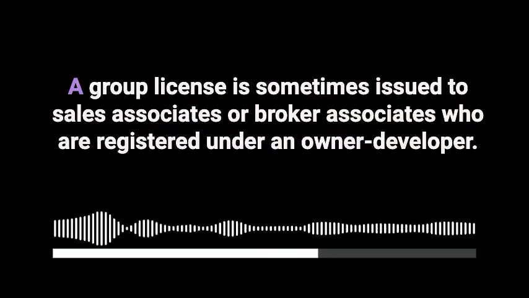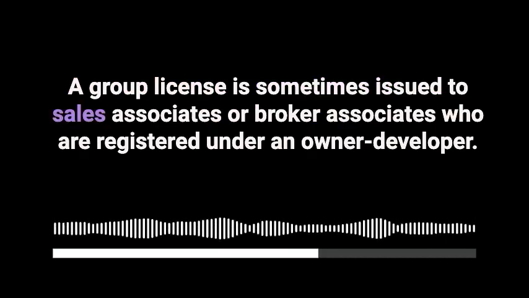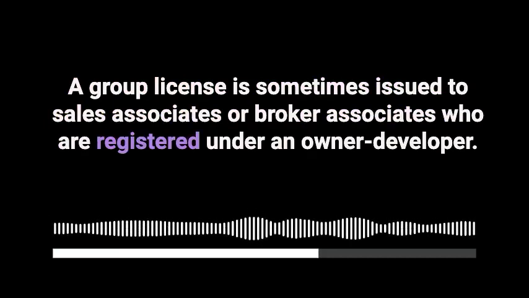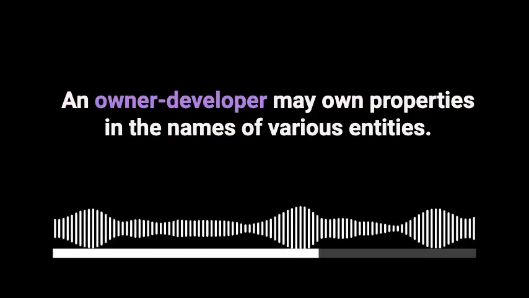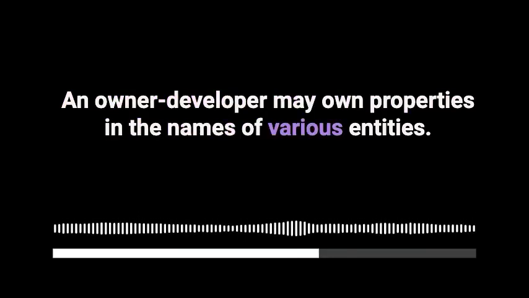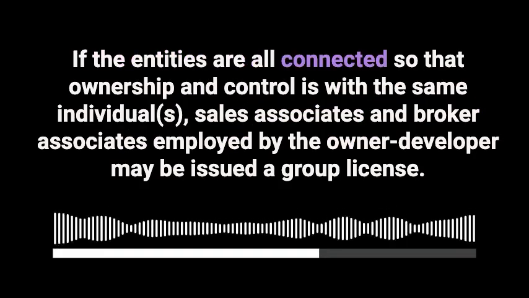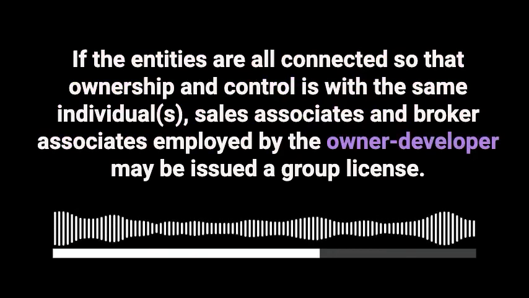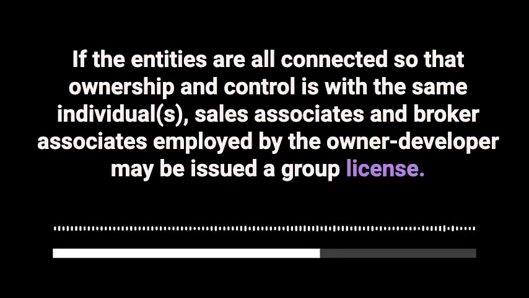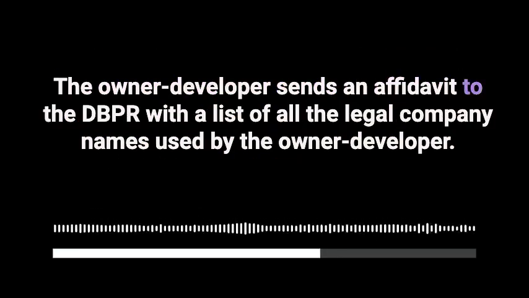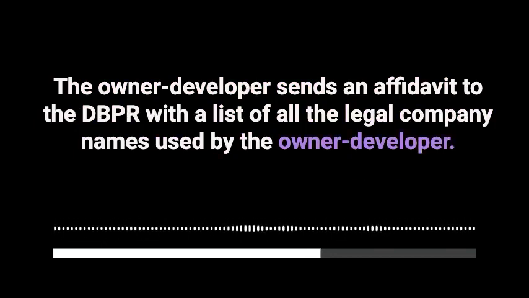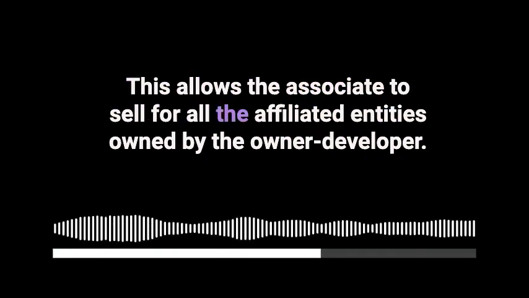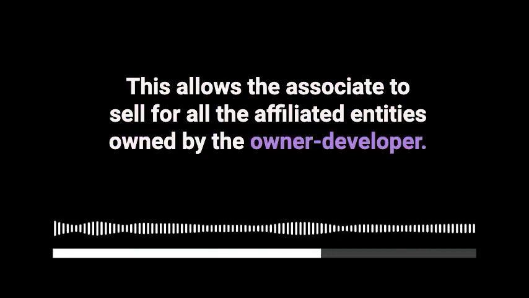Group license. A group license is sometimes issued to sales associates or broker associates who are registered under an owner-developer. An owner-developer may own properties in the names of various entities. If the entities are all connected so that ownership and control is with the same individual, sales associates and broker associates employed by the owner-developer may be issued a group license. The owner-developer sends an affidavit to the DBPR with a list of all the legal company names used by the owner-developer. This allows the associate to sell for all the affiliated entities owned by the owner-developer.